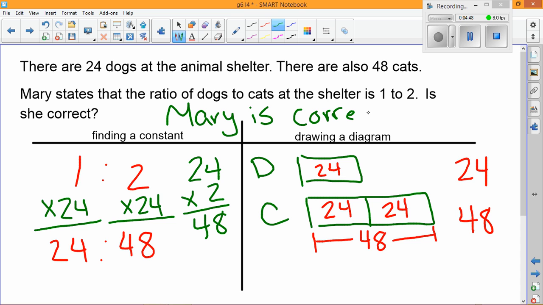And we verified that with two different but similar methods.